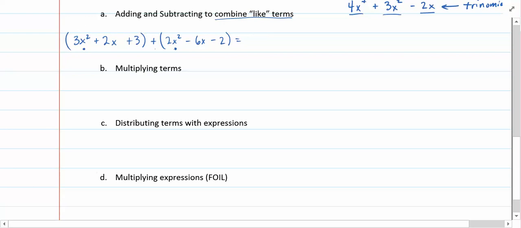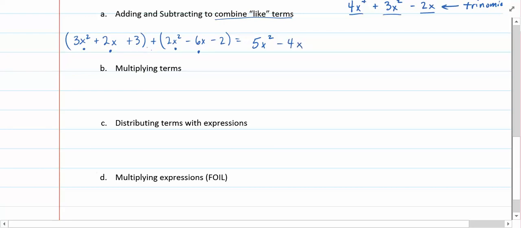Now, looking at the sign in between the two polynomials, we have a 3x squared plus 2x squared. If I have 3x squareds plus 2x squareds, that leaves me with 5x squareds. Next, I have a 2x that should be combined with a negative 6x. Those two are like terms because the variables match. 2 plus a negative 6 leaves me with a negative 4x.